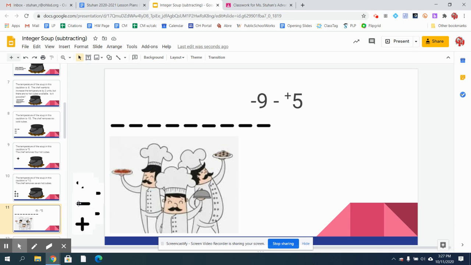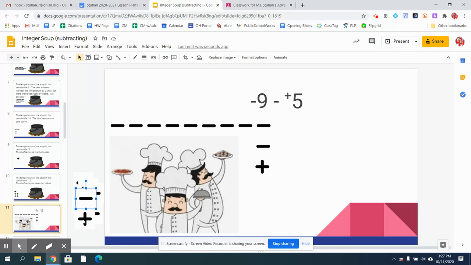So what we need to do is add what we call our zero pair. Remember, we talked about this last week, and we said if we had a negative and a positive, that equals 0, right? So if I add a negative and a positive both to the soup, that doesn't change the soup. We still have the temperature is -9. So we have 10 negatives and 1 positive. So our temperature is still -9.